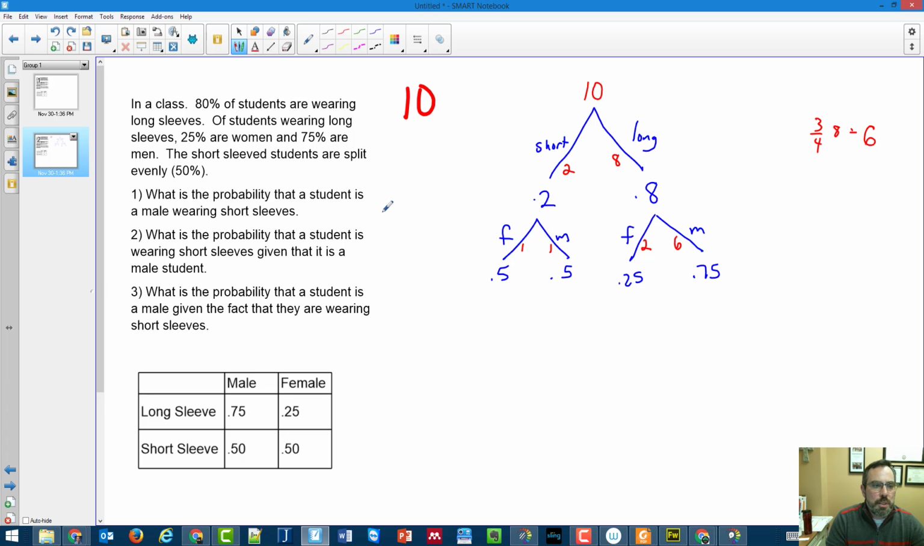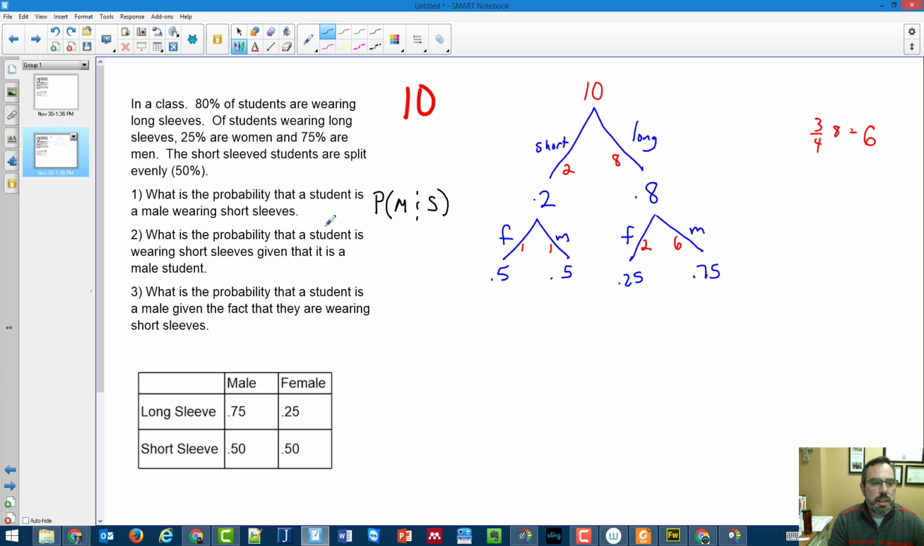So what I want to focus on is a few of these questions. What is the probability that a student is a male wearing short sleeves? Just so that we see what this looks like, this is the probability that a student is a male and wearing short sleeves. I usually use this as the symbol for it, but I'll just write male and short sleeves. The U that you sometimes see is the union, so you'll sometimes see that in statistics.